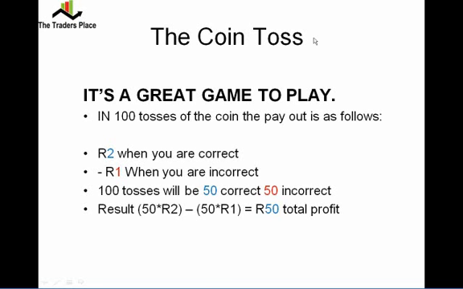The result is quite simply 50 tosses of the coin times 2 rand when you win, minus 50 tosses of the coin multiplied by 1 rand when you lose. And at the end of that, you would have a total profit of 50 rand. So you would have made 100, you would have lost 50, total profit of 50. That's basically just to illustrate that you have a hit rate of 50%. As long as your profits are greater than your losses, you're going to make money.